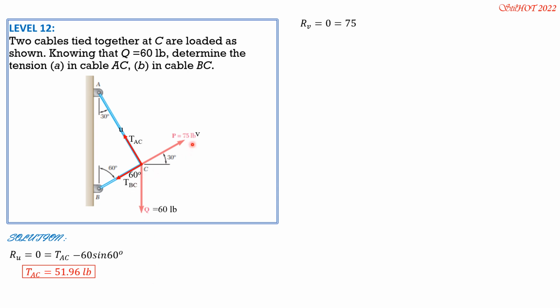Then RV is 0. It is equal to 75 positive, then minus the component of the 60 pounds, which is this component here, 60 cosine of 60, then minus tension BC. Then tension BC is 75 minus 60 cosine 60, and that is equal to 45 pounds.